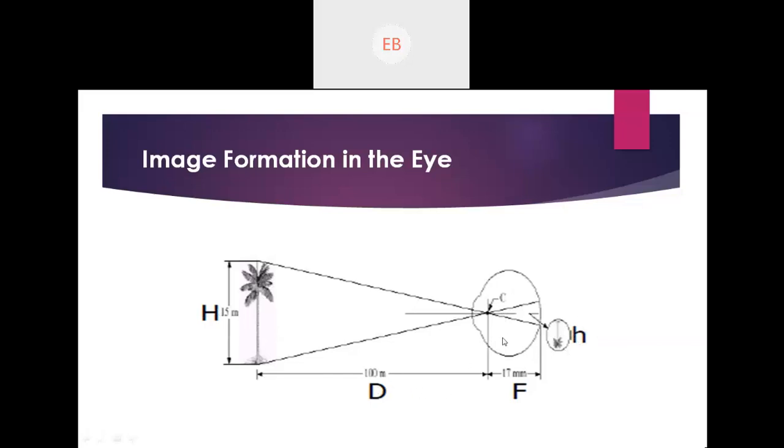So d is the distance between the lens, that is the eye, and the image, and this distance is 100 meters. And what is this focal length? So this is a focal length. This focal length is the distance between the center of the lens and the retina, and this focal length is 17 millimeters.